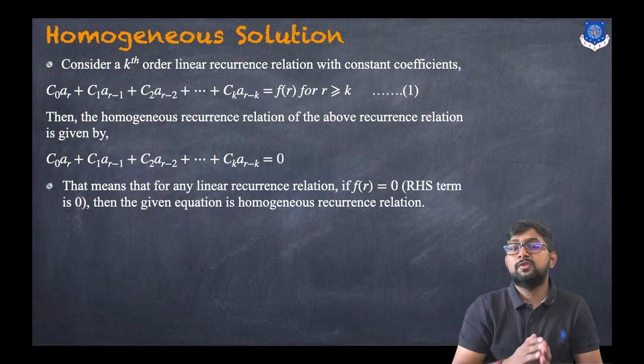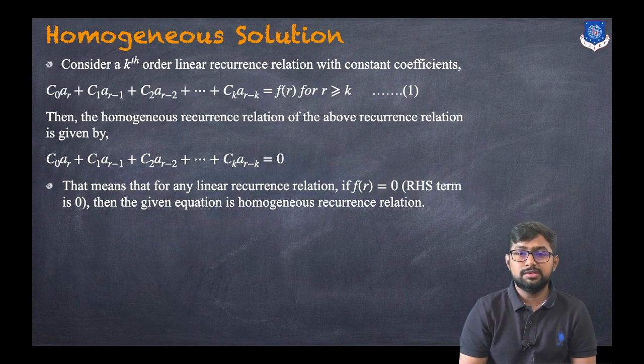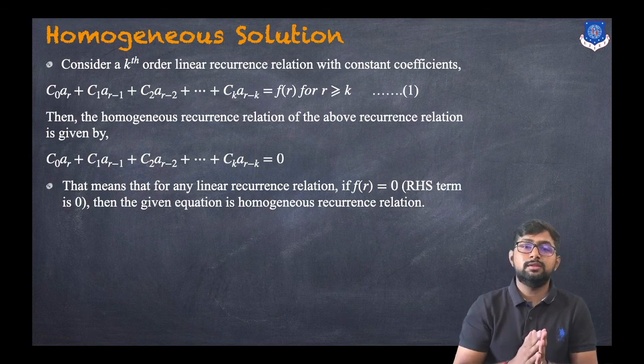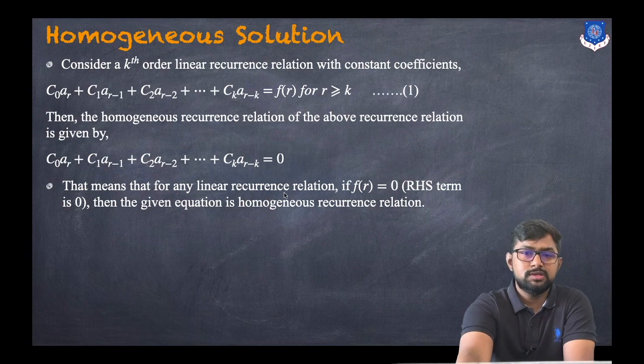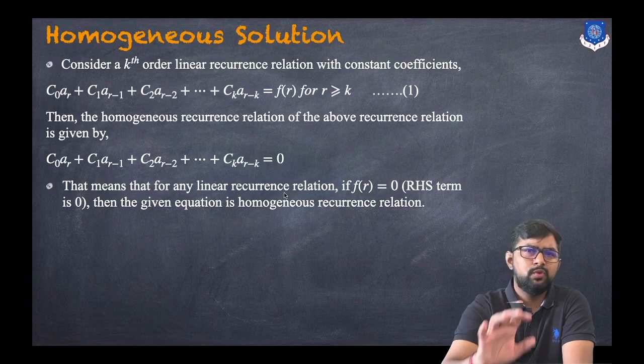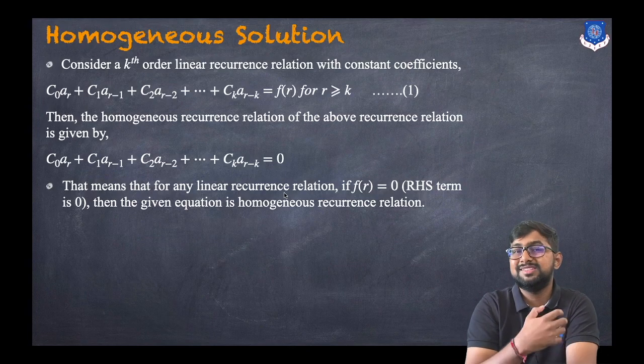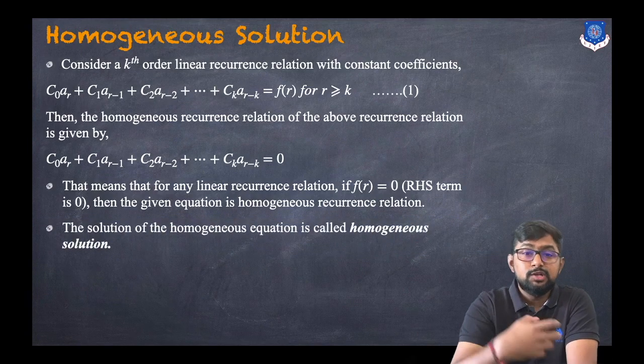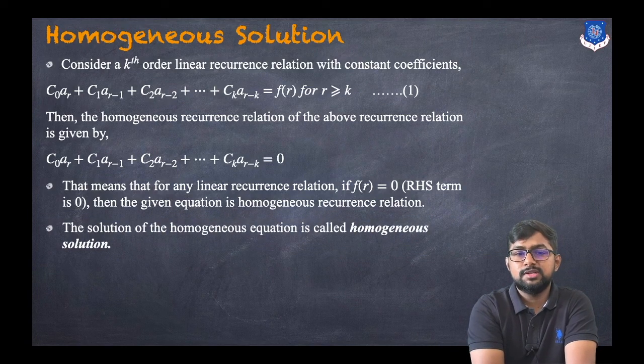So that means for any linear recurrence relation, if f(r) equals 0, that means the right hand side equals 0, then the given equation is a homogeneous linear recurrence relation. So whenever the right hand side equals 0, then we can say that it is a homogeneous recurrence relation. And the solution of that equation is called the homogeneous solution.